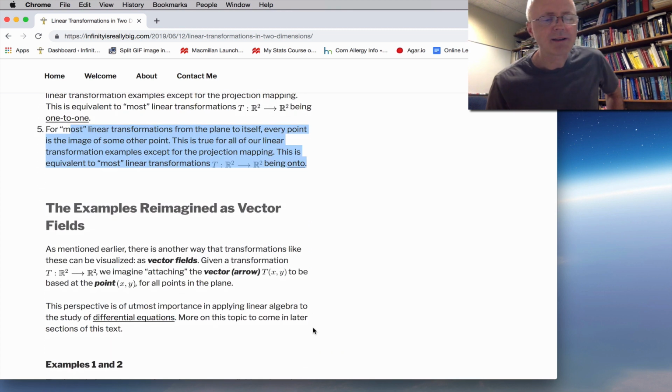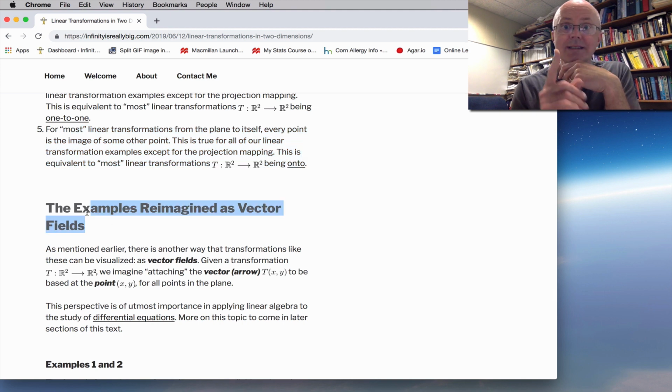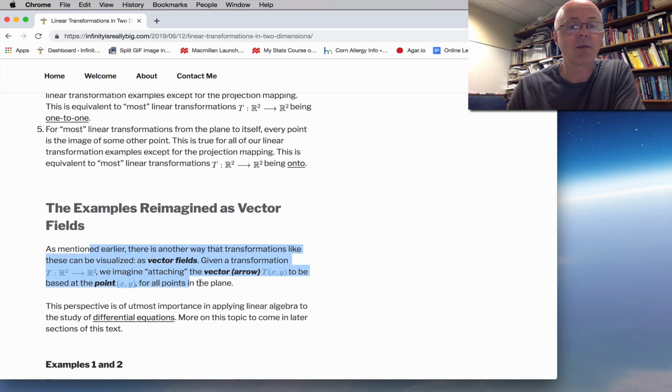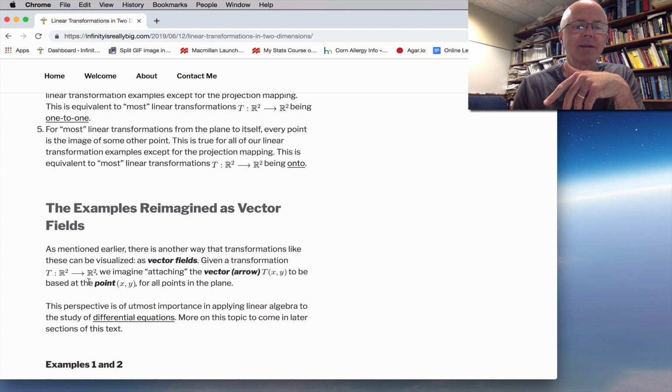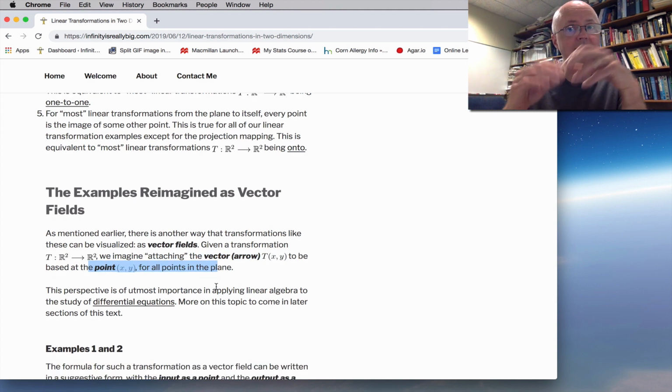Okay, there's still more content here. Hang on. The examples are basically done, but there's a couple more key things I want to talk about. Okay, so take another breath. Vector fields. The examples can be reimagined as vector fields, and I think this is even the coolest part. Okay, so hang with me here. Another way to visualize transformations is as what's called a vector field. Given a transformation, attach a vector as an arrow to the point (x, y). You might want to think of the output as being a column vector and the input as being a point.